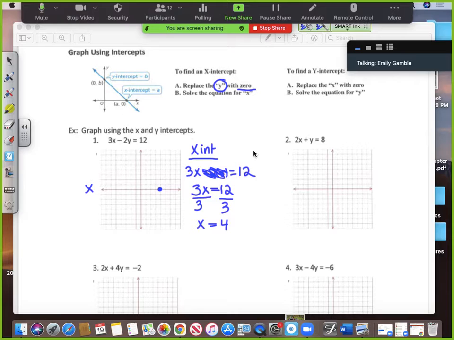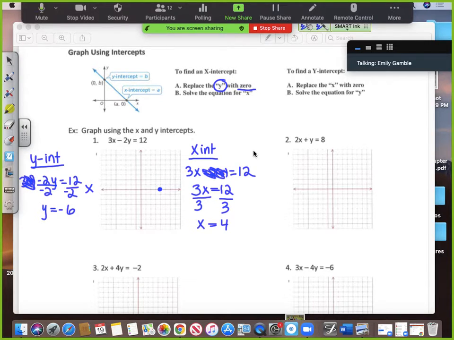For the y-intercept, you do basically the opposite. I'm going to do it on this side. For the y-intercept, you take the equation 3x minus 2y equals 12, and you turn x to 0. Well, when you put it to 0, the whole thing goes away. So you're left with just the little equation, negative 2y equals 12. You divide by negative 2, and you're going to get y equals negative 6.